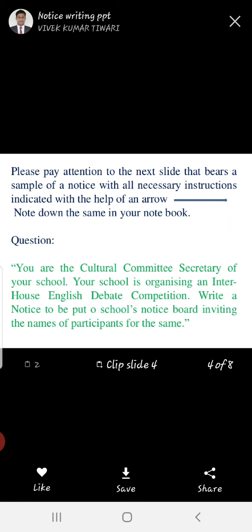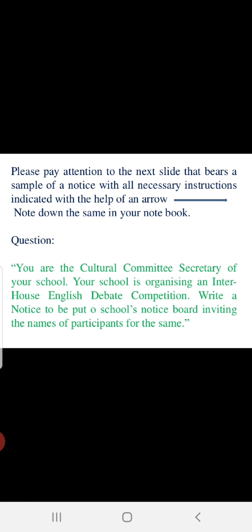Then please pay attention to the next slide that bears a sample of a notice with all necessary instructions indicated with the help of an arrow mark. Means one example is given for you to copy and write in your book and follow the instructions which are given with the arrow marks for your convenience. Note down the same in your notebook. Very clearly I have mentioned here. Please note down the same.